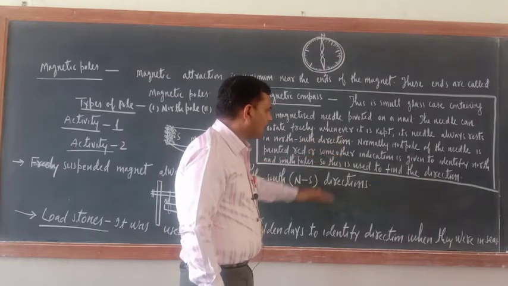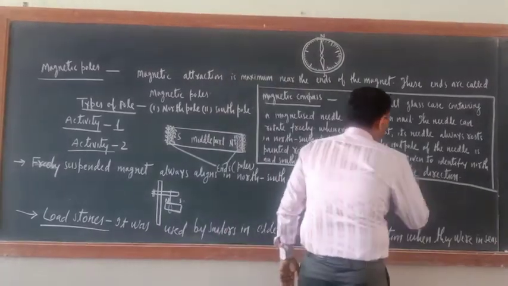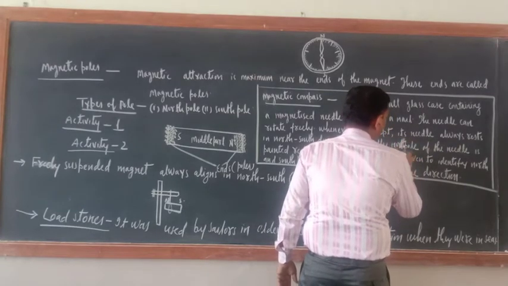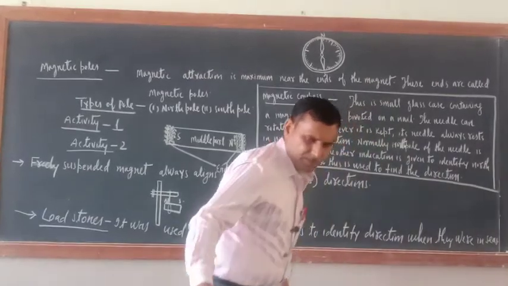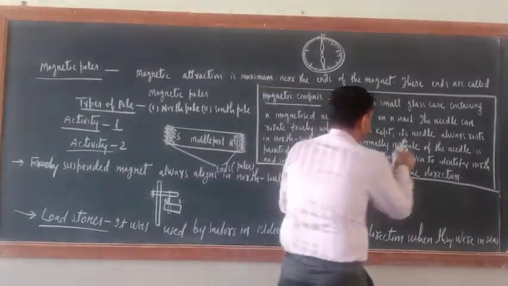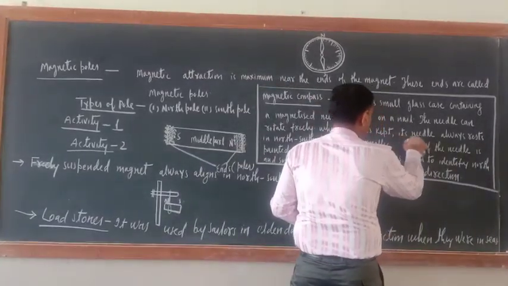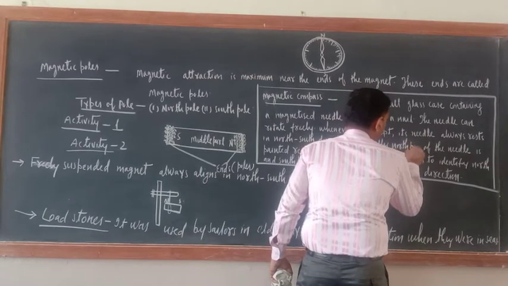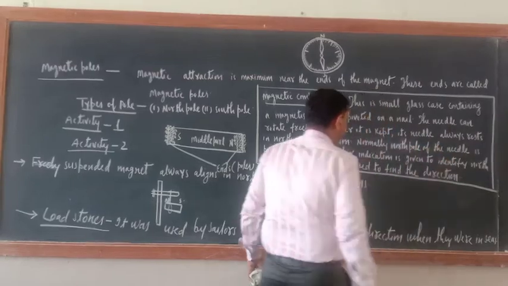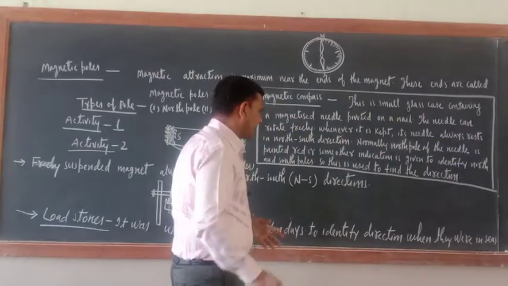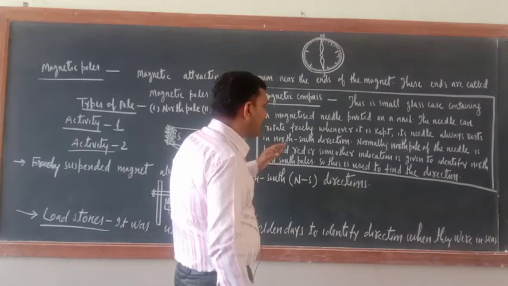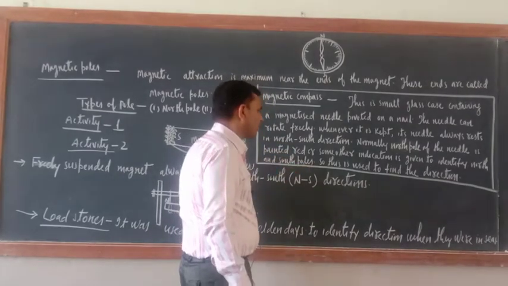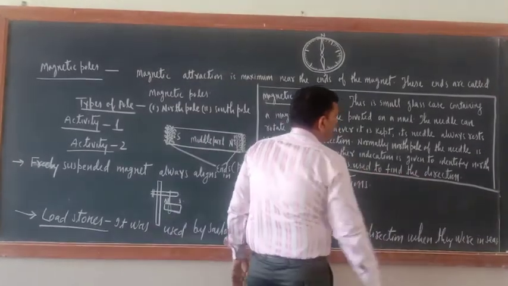Normally the north pole of the needle is painted red, or some other indication is given to identify the north and south pole. So this is used to find the direction.